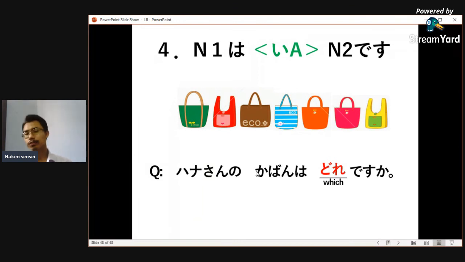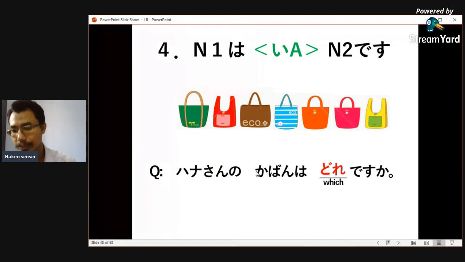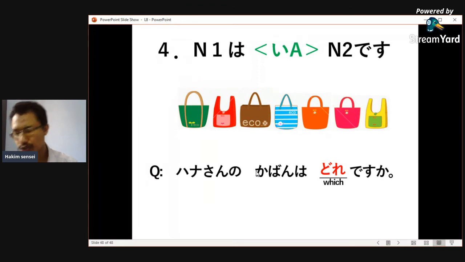Obviously, if you apply your knowledge from before, you can use the word kore desu. Hana-san no kaban wa dore desu ka? Kore desu. Just simply pointing to the object. But let's say you are having difficulty pointing to the object, you need to explain using adjectives. So if you need to explain something using adjectives, you can use them here.